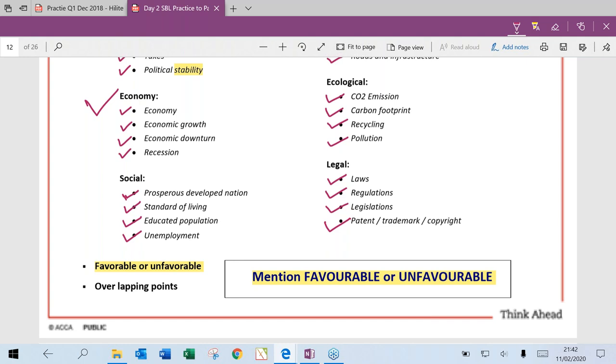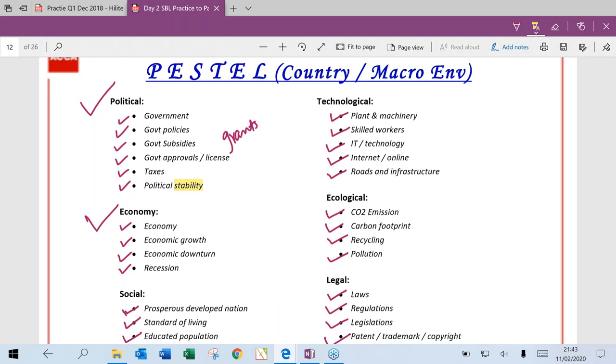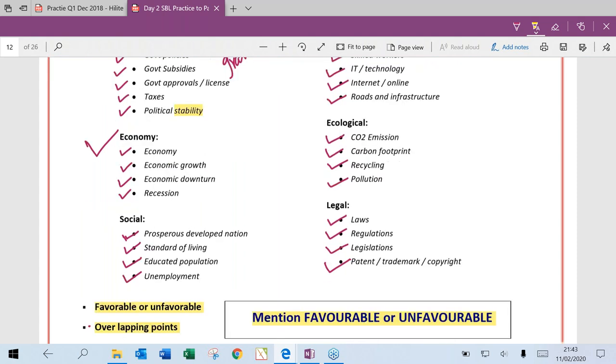ICRA is saying inflation, interest rates, taxes are economy. Yes, correct. Overlapping points. Another important concept about PESTLE is that one point may fit into a couple of headings. For example, government recently introduced a new tax law. I repeat, government recently introduced a new tax law. Where can it go? It can go under P because the government is trying to implement more regulations to streamline the economy. And it can go under legal as well because it's a new law.